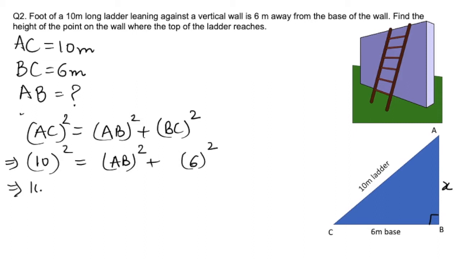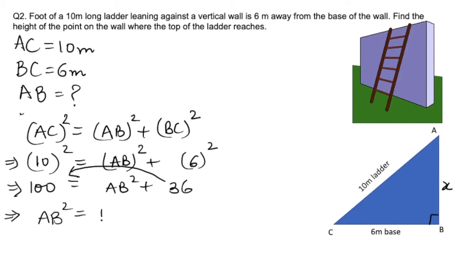So let's solve this one by one. 10 square means 100 is equal to AB square plus 6 square, that is 36. So now this becomes a linear equation. When we take 36 on the other side, from plus 36 it will change to minus 36. So in the next step we can write AB square is equal to 100 minus 36, which is equal to 64. Now clearly 64 is the square of 8.